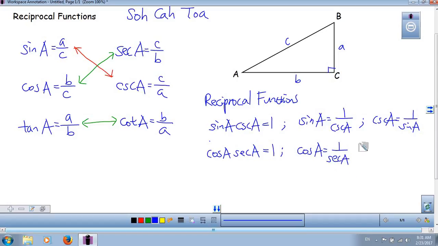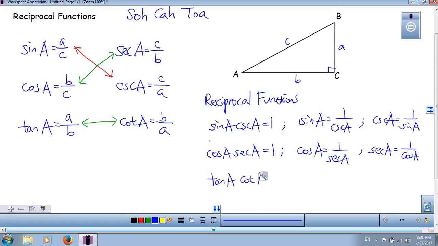Okay, 1 over secant A is always going to be cosine A, and secant of angle A will always be equal to 1 over cosine A. So this gives us a very useful relationship. These three statements give us a very, very useful relationship between cosine, secant, sine, and cosecant. And the last one is tangent and cotangent.